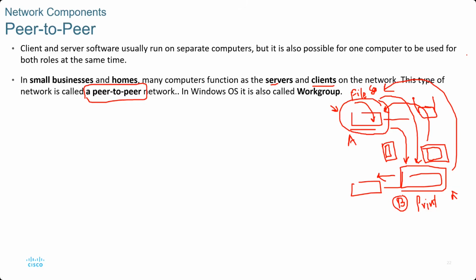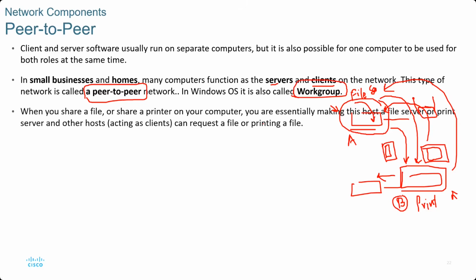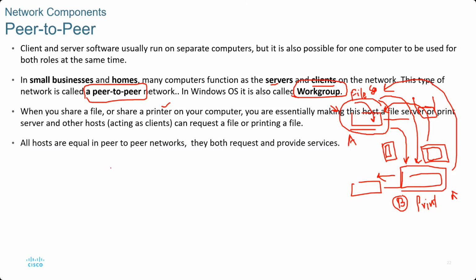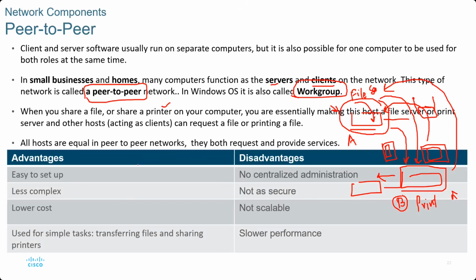In Windows operating systems, this kind of setup is also called a workgroup, which is a very old concept, usually not used a lot, but it's good to know. So I just gave you this example of a file share and a print share, and it is okay in a small network to work like this. In a peer-to-peer network, it has advantages.